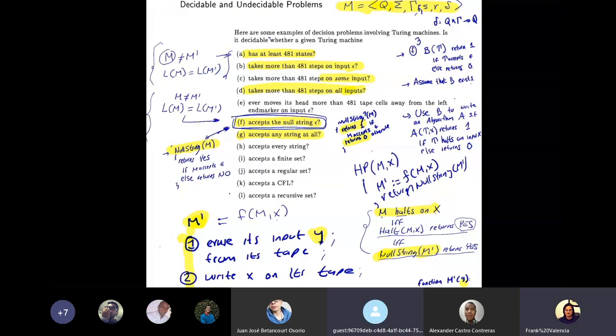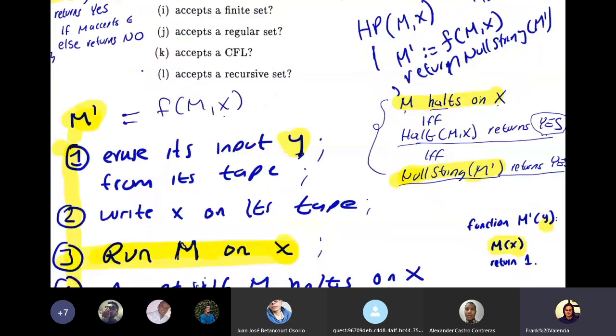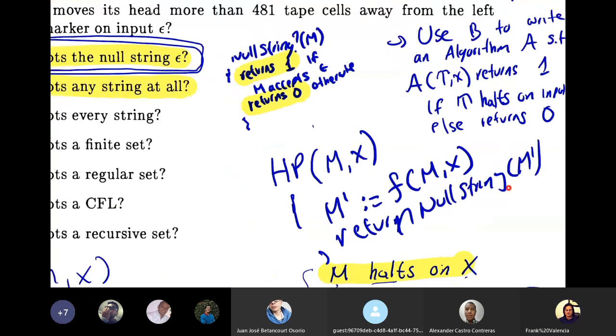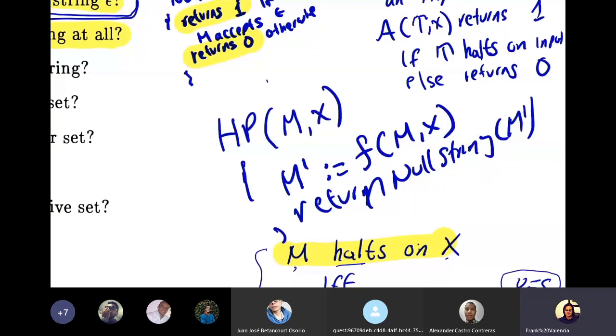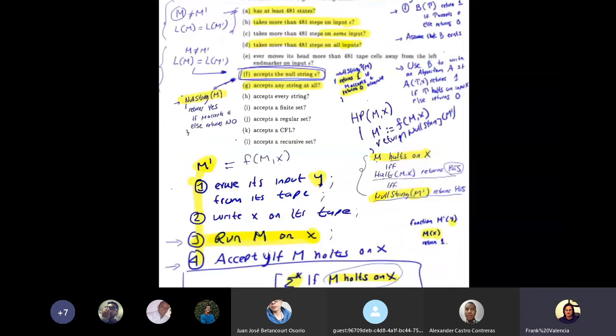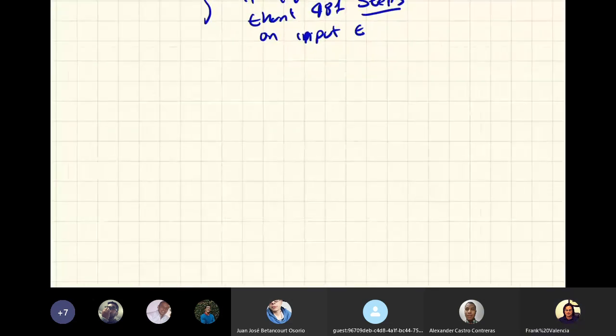Okay, let's try to do it here. So basically, it's the same thing that I gave you before. Let me erase this a little bit. No, but this sucks. It's really disorganized there. So you have the halting problem here, and this is m, and this is x, right?